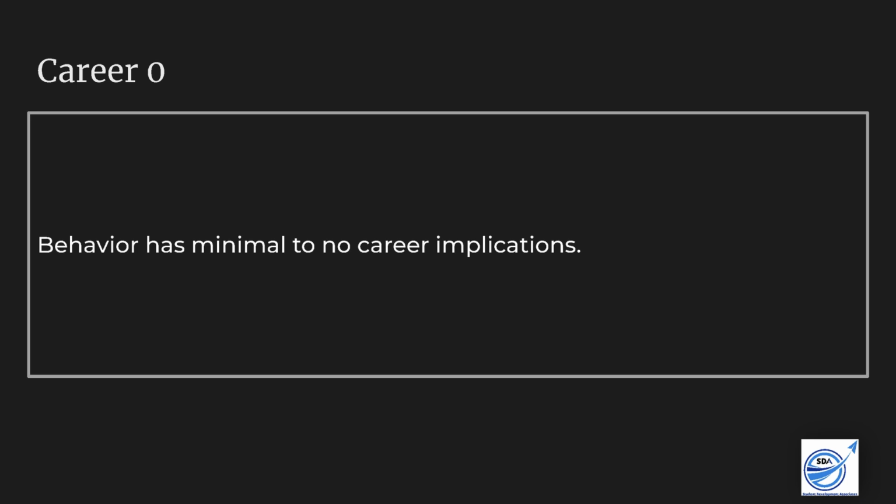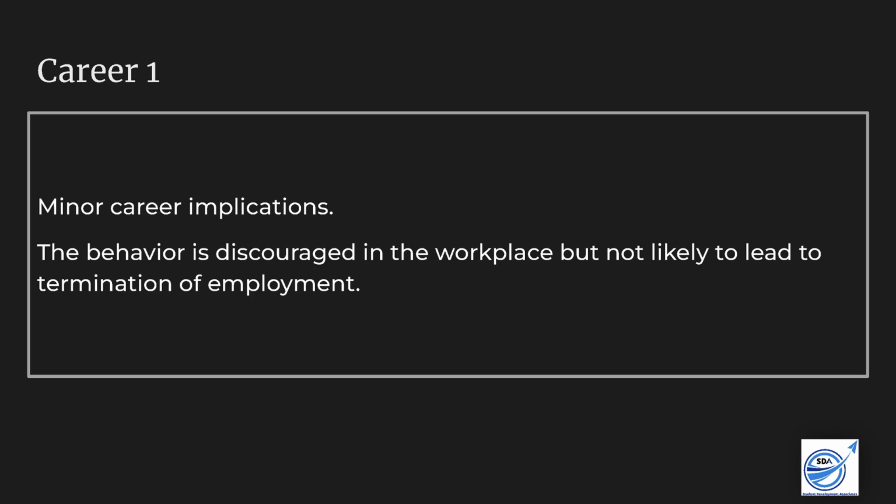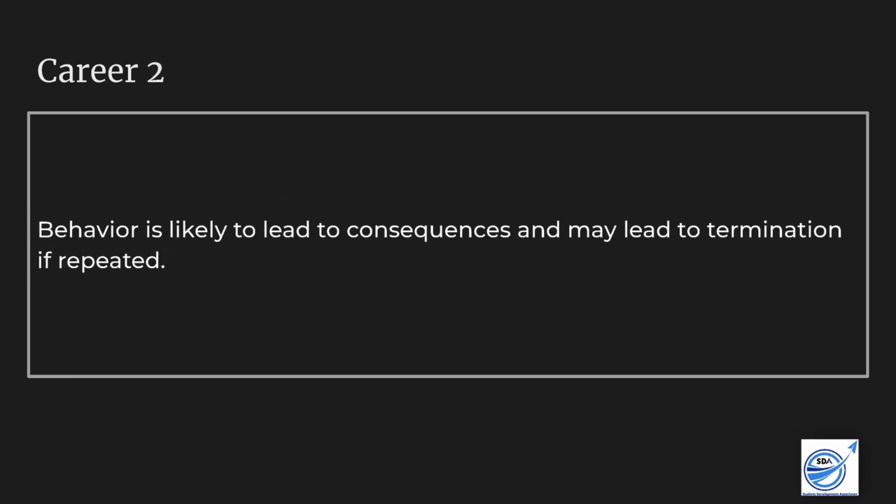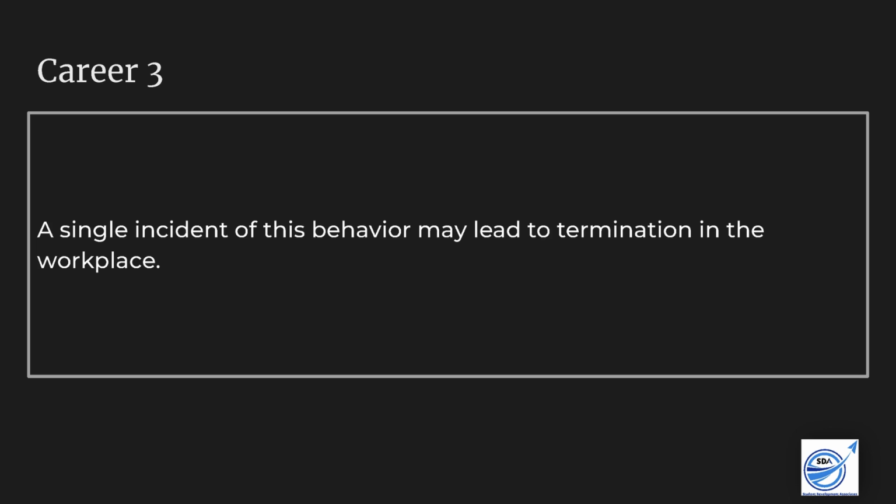Career level 1 is minor career implications. The behavior is discouraged in the workplace, but not likely to lead to termination of employment. With career level 2, we're dealing with behavior that is likely to lead to consequences and may lead to termination if repeated in a career setting. This is actions such as engaging in verbal altercations, refusing to comply with instructions, things of that nature. With career 3, we're talking about issues where a single incident of the behavior can lead to termination in the workplace. Harm to others, engaging in a physical altercation, things of that nature.